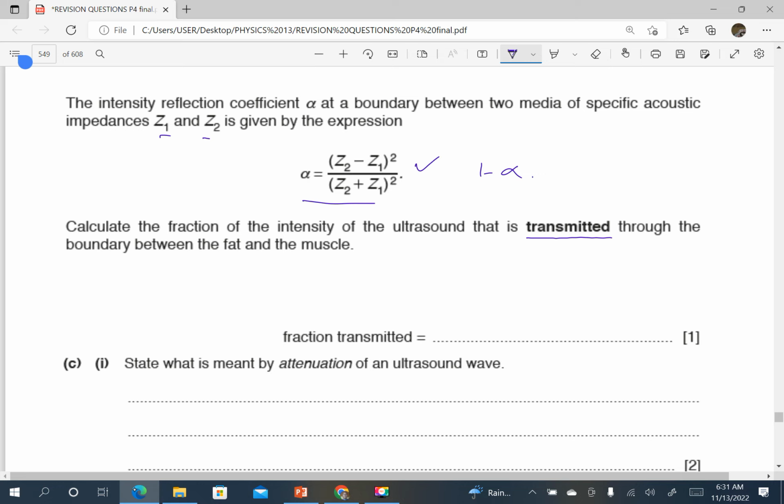So therefore, the fraction transmitted will be equal to 1 minus the fraction which is reflected, which is going to be 1 minus. So Z for muscle was 1.7, Z for fat was 1.3, over 1.7 plus 1.3 squared. Remember it is times 10 power 6, but the power of 10 is the same, so we just ignore it. So this is 1 minus, I press my calculator.